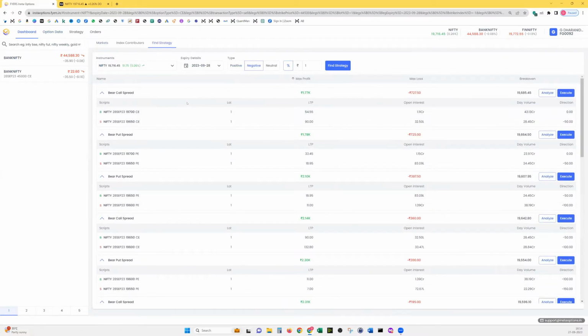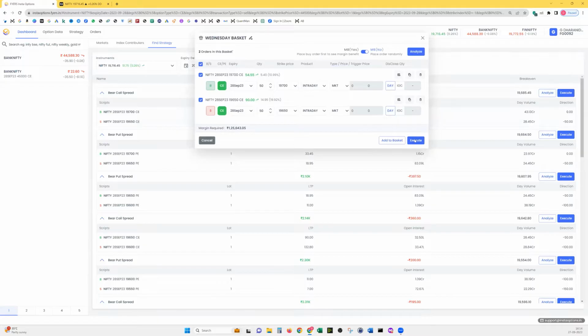On this, I personally go ahead with the first or second or third, whichever has the highest probability. So I just click on it. Now I personally felt this is good. I have a risk of 700 rupees and I get a reward of say 1,700 rupees. So I feel that this is very good. So I can just click on execute over here, and then I click execute.